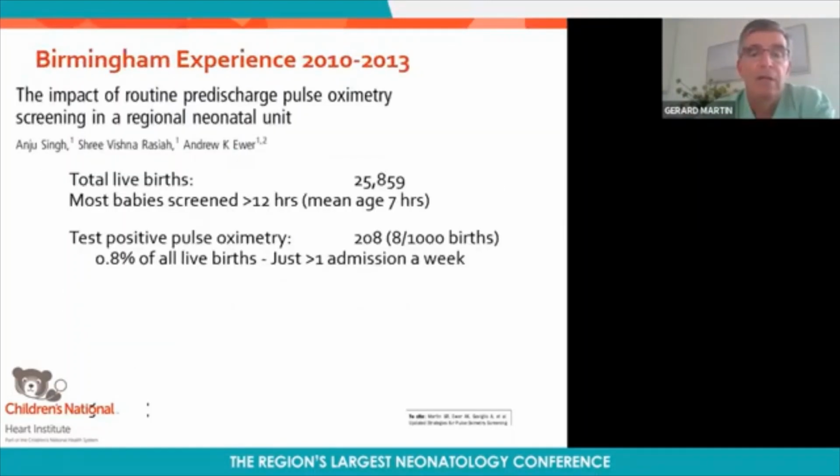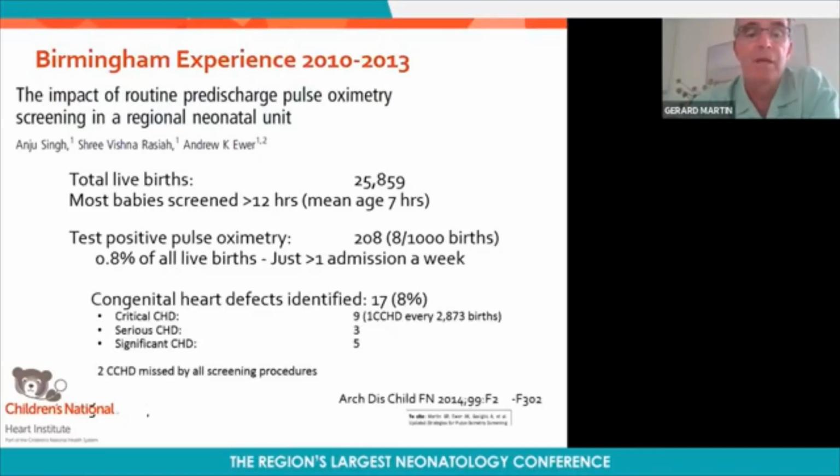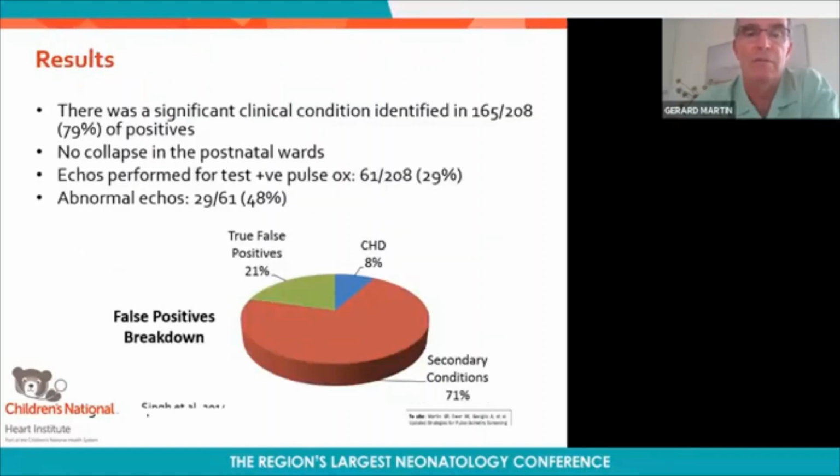Look with a little more detail at Andy's data with almost 26,000 births. They screened at a mean age of around 7 hours. Most were after 12 hours. They had 208 test positives, or about 8 per 1,000 live births. And critical congenital heart disease was found in 17, or about 8% of those babies. He does note that they did miss 2 babies with critical heart disease.